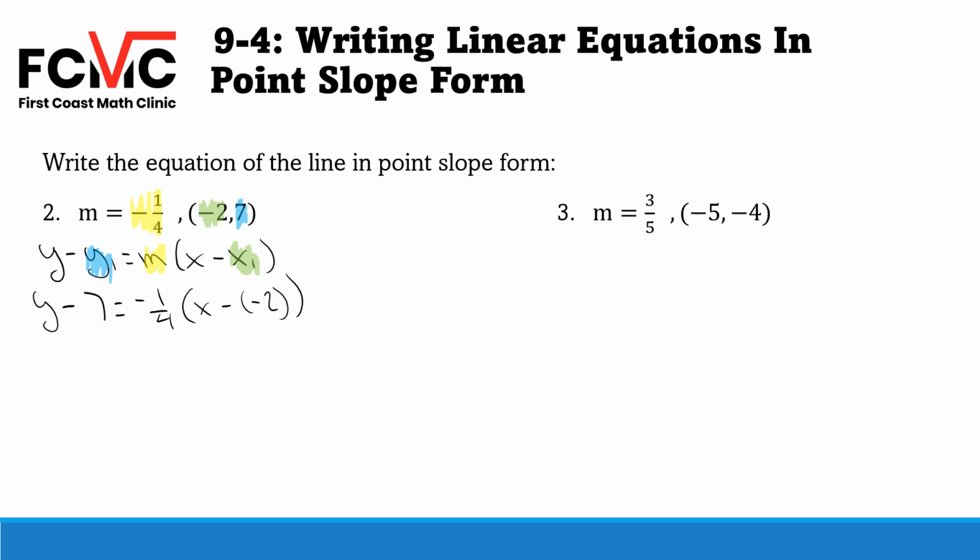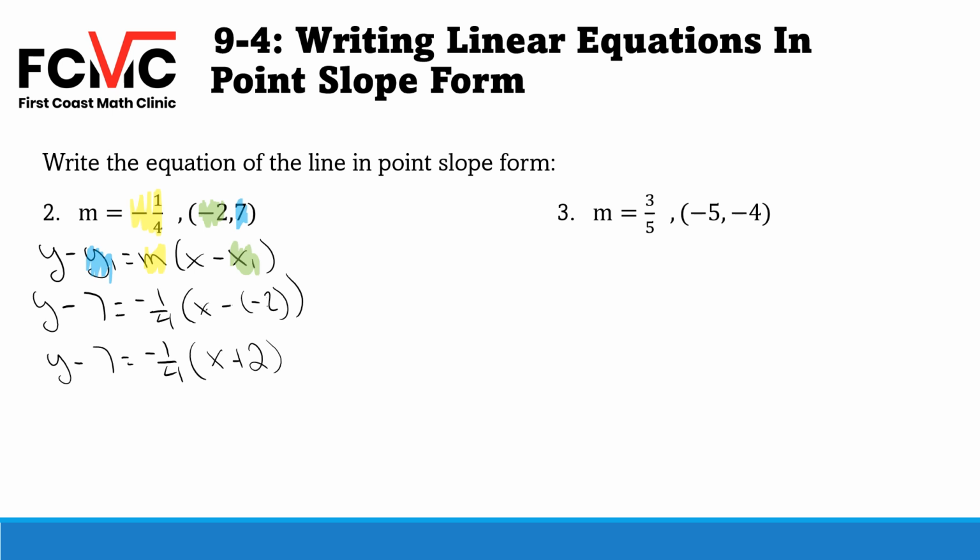And let's see if we can rewrite this, right? We have x minus negative 2, right? So I'm going to bring down this left side. And we know that if we're subtracting a negative, we can rewrite this using our subtraction rule, keep, change. So this becomes x plus positive 2. So this is going to be our equation of a line in point-slope form. Y minus 7 equals negative 1/4 times x plus 2.